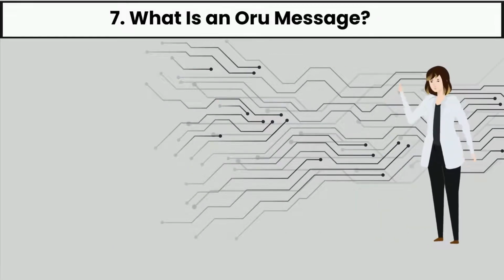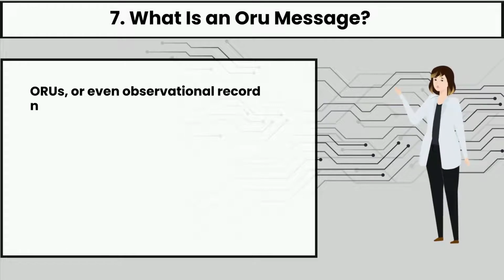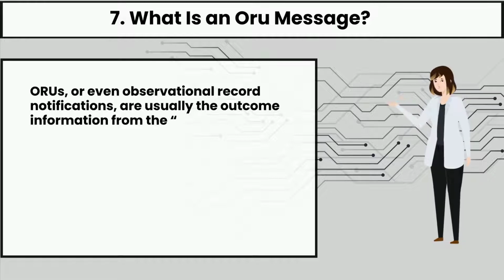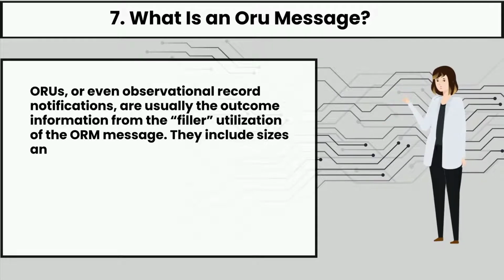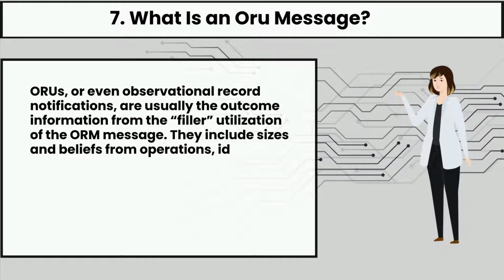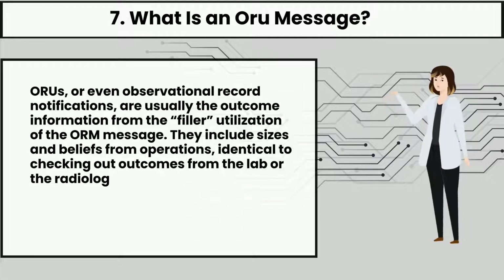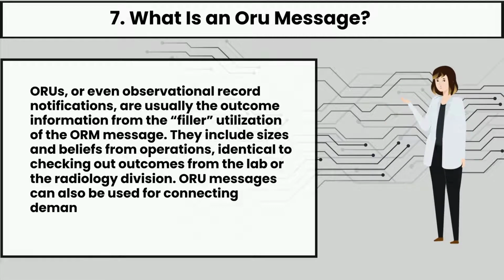7. What is an ORU message? ORUs, or observational report unsolicited messages, are usually the result information from the filler's handling of the ORM message. They include measurements and values from operations, such as lab results or results from the radiology department. ORU messages can also be used for connecting requests and results to clinical trials.